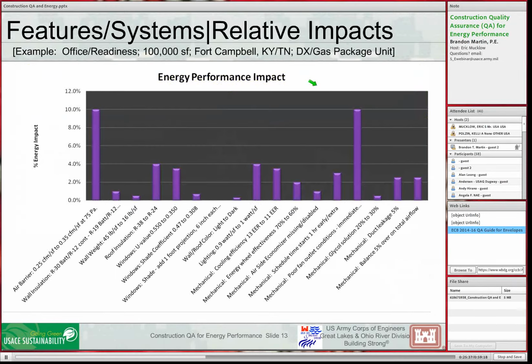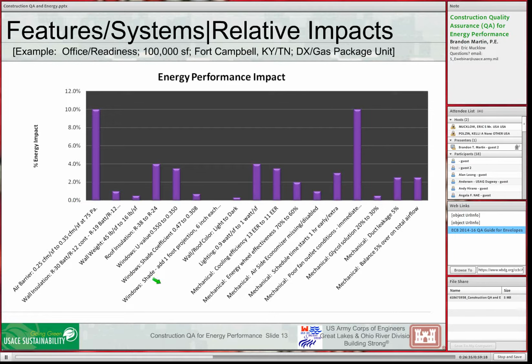As an example, here are different energy efficiency measures, or these may represent deficiencies within the construction. Air barriers are a huge deal. So just having a slip in your air barrier, say your air tightness test results in 0.35 CFM per square foot at 75 pascals rather than the currently required 0.25 CFM per square foot, that can make up to a 10% difference in your energy use. I will point out again, this is case specific. In this case, this is a half office, half readiness area. It's 100,000 square foot at Fort Campbell, Kentucky. And the system involved here is air handling units with DX cooling and gas heat. But in this case, it does make a huge difference.